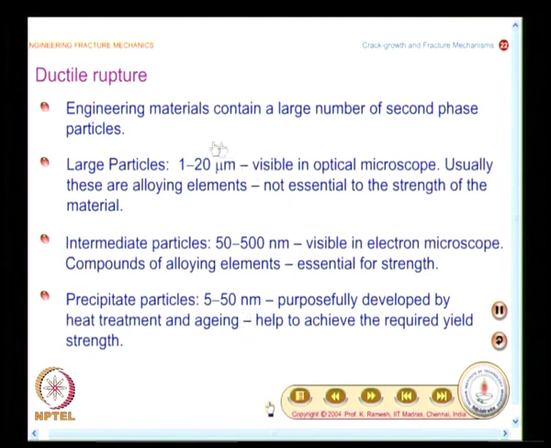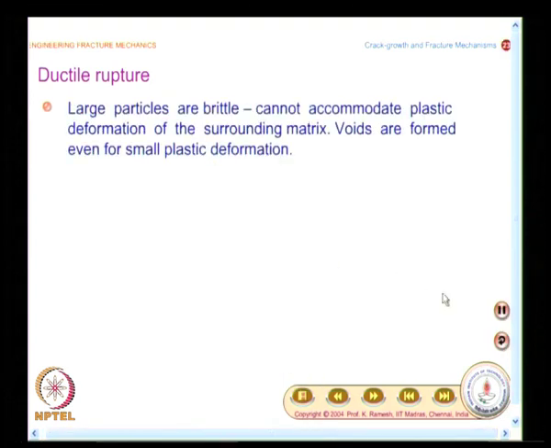And we have to see under the loads how these particles behave, because we all know near the crack tip you have very high values of stresses that can give you plastic deformation. How do the large, intermediate and precipitate particles respond to this plastic deformation? Large particles are brittle, they cannot accommodate plastic deformation of the surrounding matrix. In view of this, voids are formed.